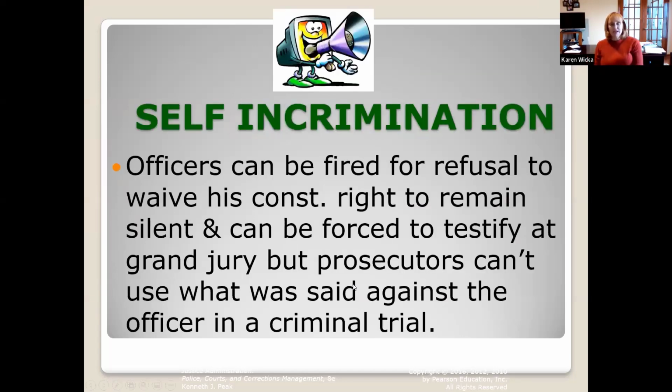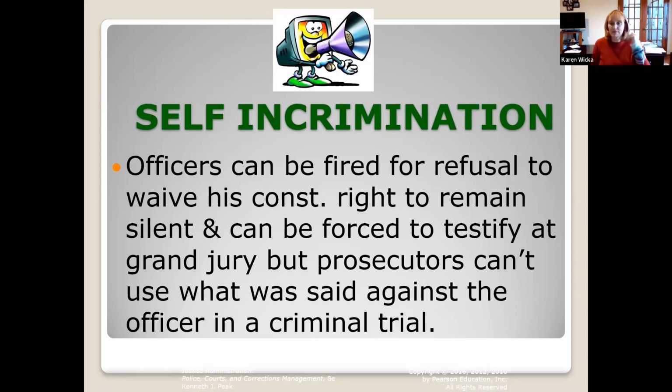What about self-incrimination? This is one of those rights that's really different for police officers. If there is an internal investigation, your department is conducting an investigation, and you refuse to waive your right to remain silent, so you say, I assert my Fifth Amendment right to remain silent, and I'm not going to talk to you, you can be fired for that as a police officer. So you don't necessarily have the same right against self-incrimination.